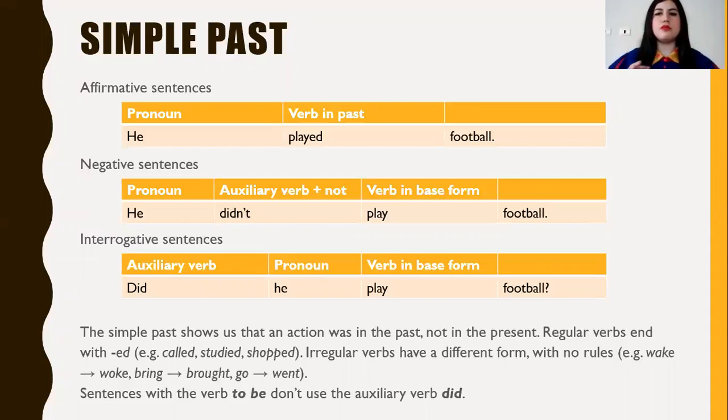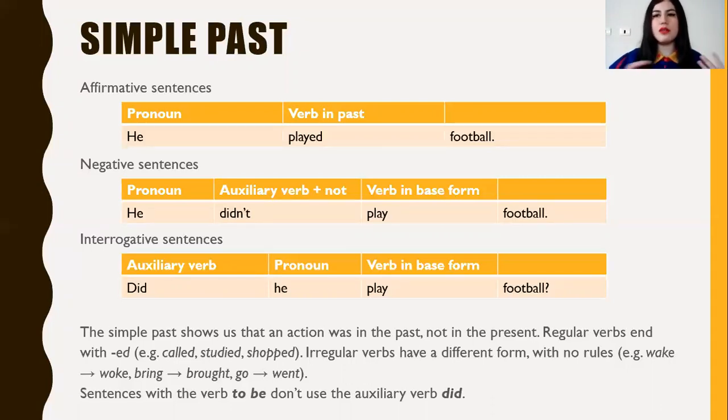I'm just going to explain it briefly because we already talked about this topic last year, a long time ago. So for simple past, for affirmative sentences, we have first the pronoun, then the verb in past, and then the complement or whatever you want. The verb in the past is going to depend on whether it's a regular verb or an irregular verb.